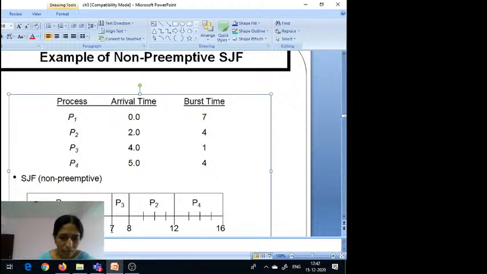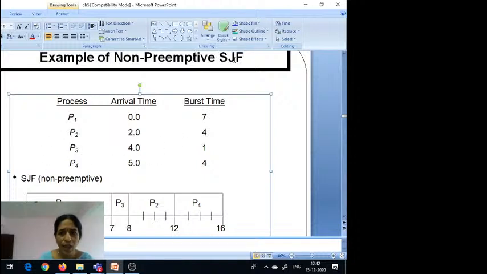Suppose the burst time here is 7. After completion of P1, all these remaining 3 processes are stored in the ready queue, that means P2, P3, P4. All these 3 processes are stored in the ready queue. So now, out of these 3 processes in the ready queue, which one is first selected?